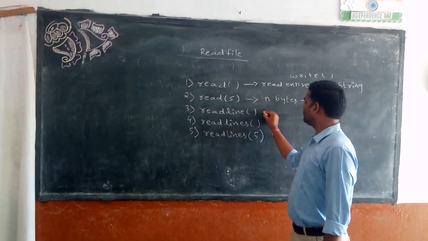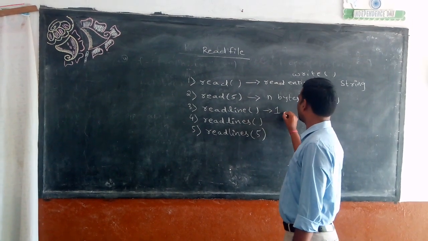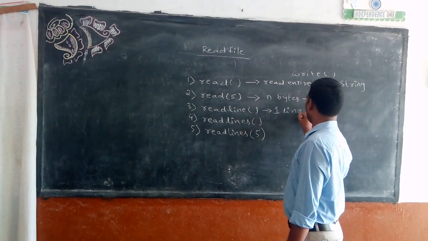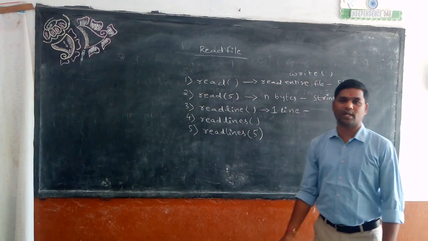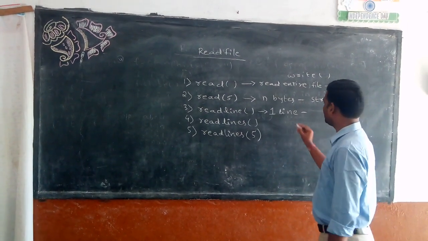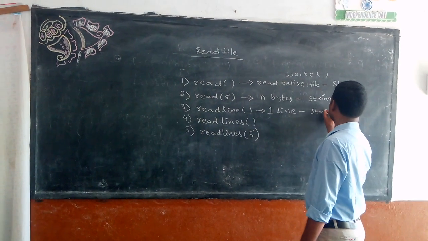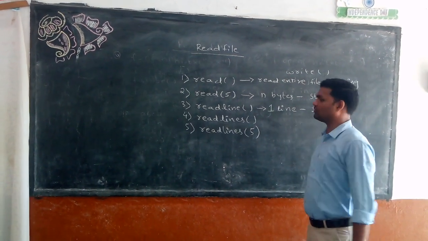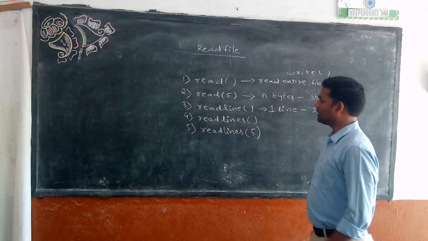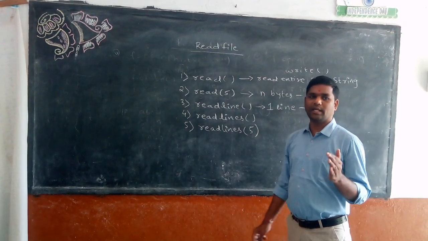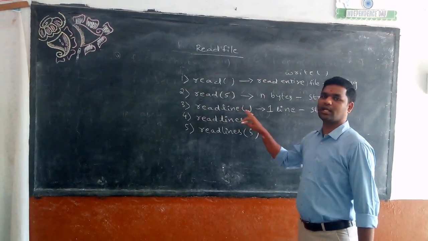And readline will read one line at a time. It will read only one line, and the return type of this readline function is also string. So it will return the content in the format of a string. Whatever number of characters are there in the entire line, that many characters will be read by readline.